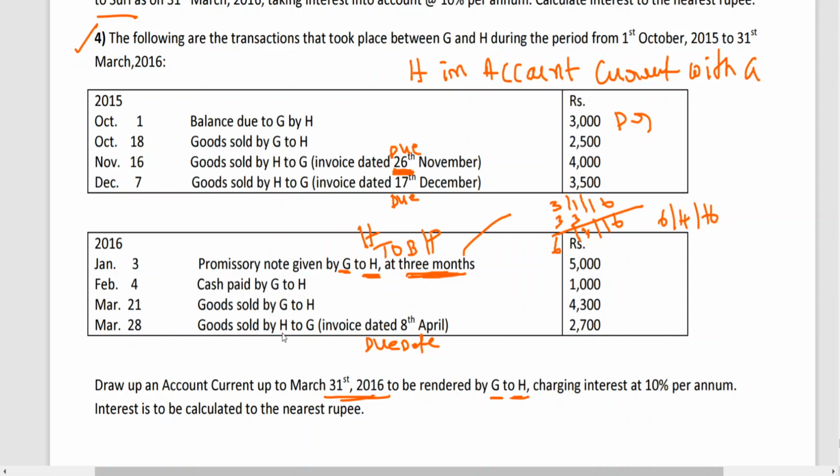Goods sold by H to G is nothing but purchases. Sold by H is selling. H is the giver. That means we are receiving. We are G. In the books of G, we are opening H account. So by purchases, March 28.